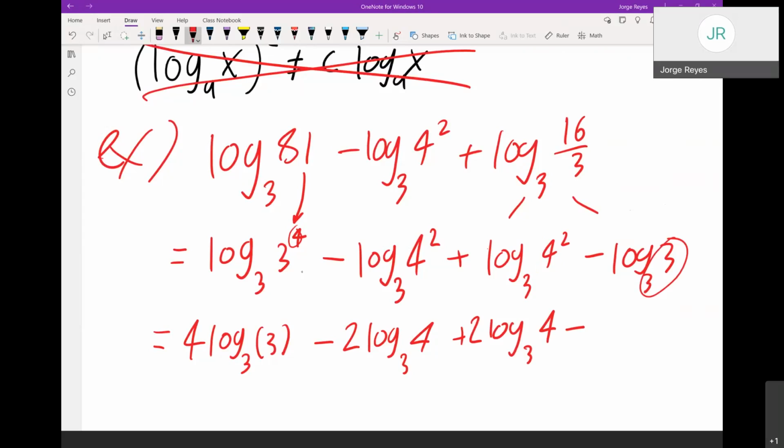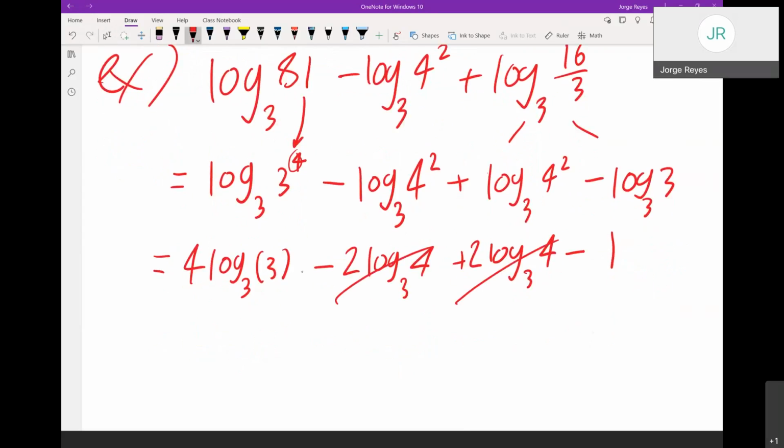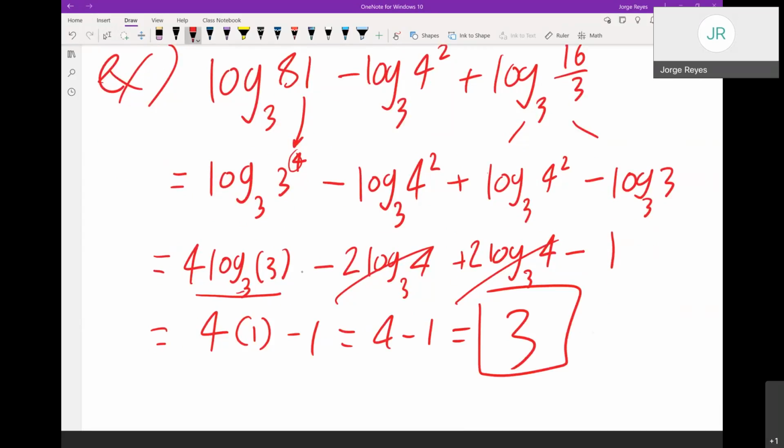These are matching. We know from the first section where I introduced logs that this is 1. And then we look at this and we see that these are supposed to cancel. And this is 1. So 4 times 1 minus 1, so 4 minus 1, so 3. Ta-da! So that is one way to figure out the log of something.